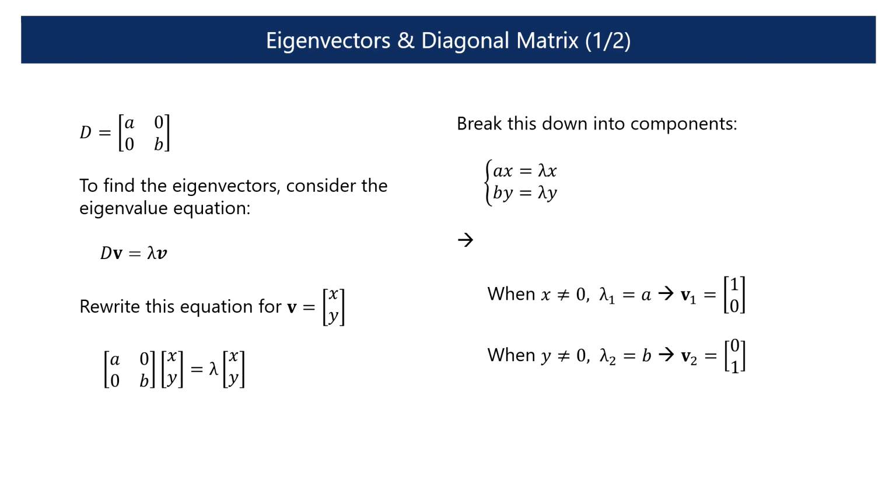Next, break this down into components. From this, we find that when x is not equal to 0, lambda equals a. And when y is not equal to 0, lambda equals b. And the corresponding eigenvectors are these vectors.